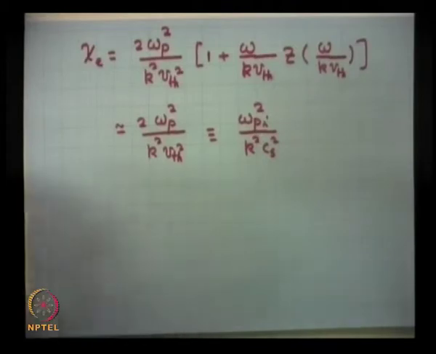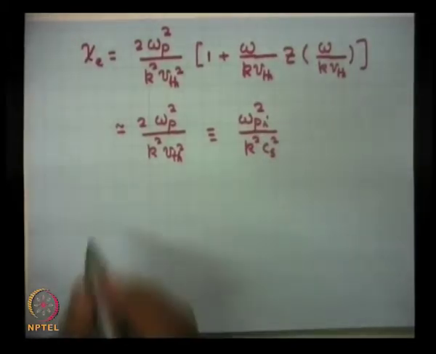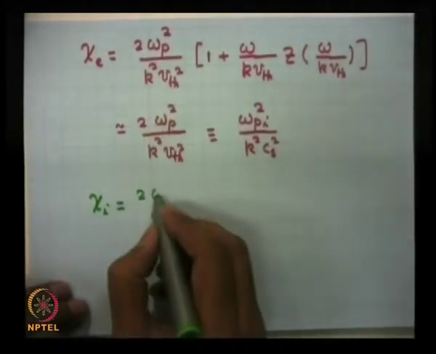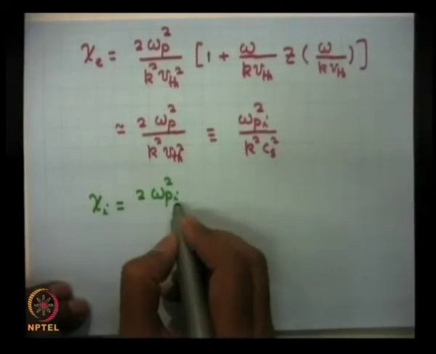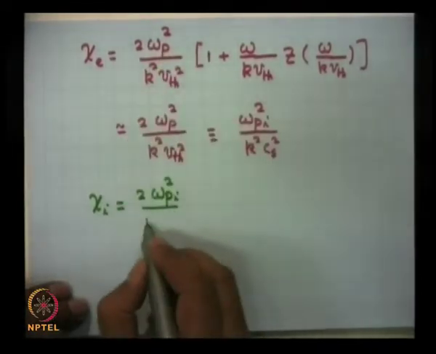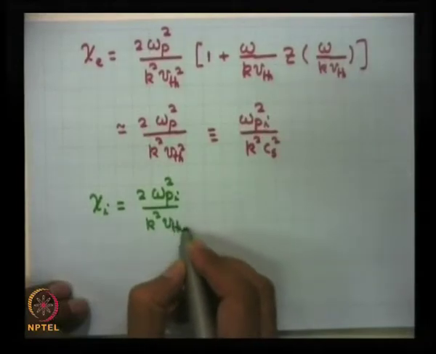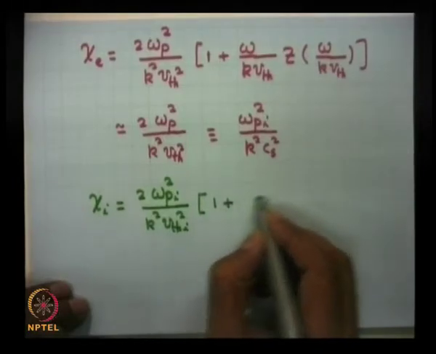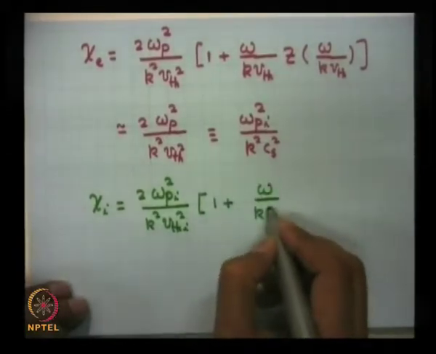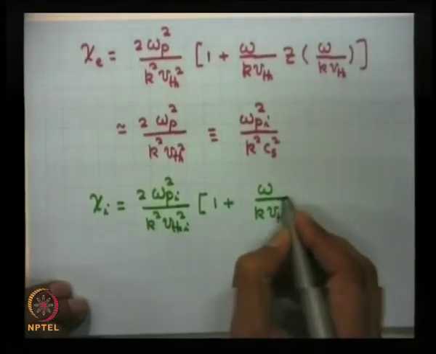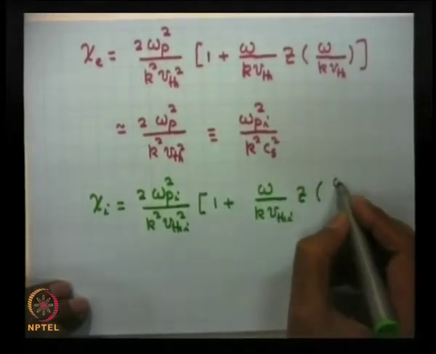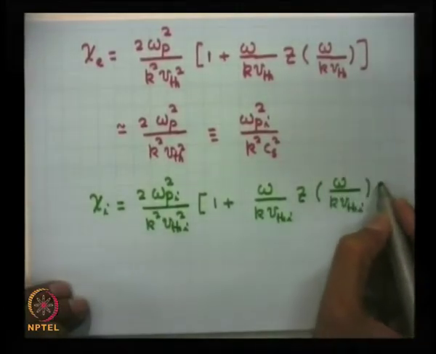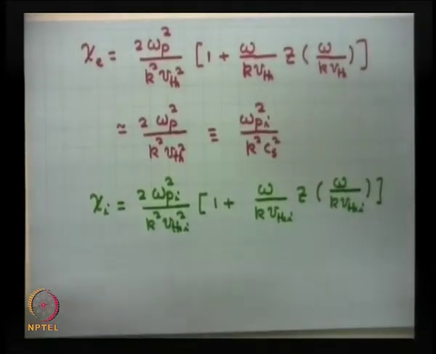How about the ion susceptibility? Ion susceptibility chi I is by similarity 2 omega pi square, where omega pi is the ion plasma frequency, upon k square V thermal ion square, and then this becomes 1 plus omega upon k V thermal of ions Z function of omega upon k V thermal of ions. Here I am assuming the plasma to be Maxwellian.